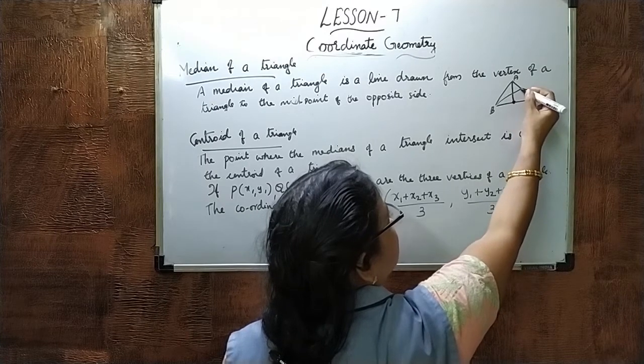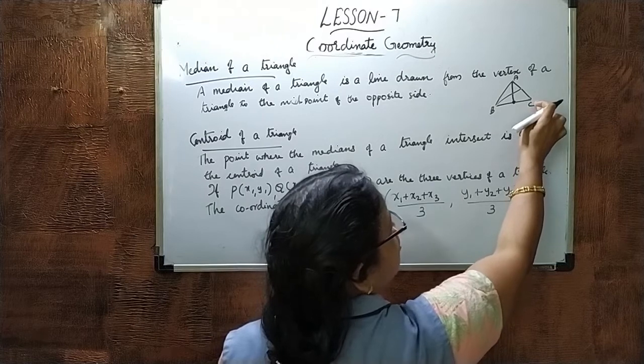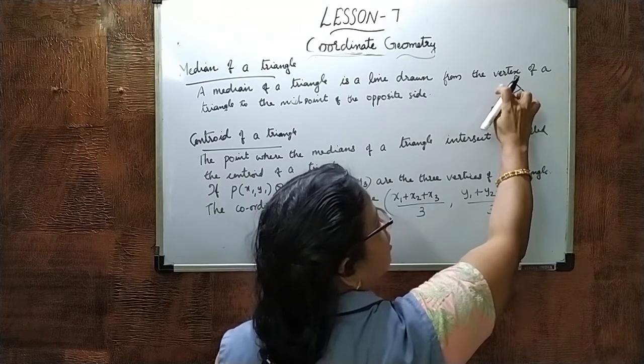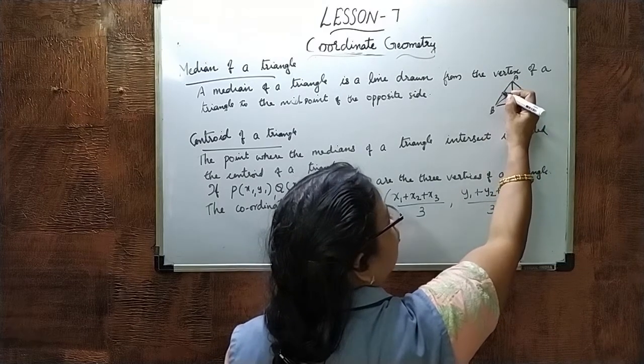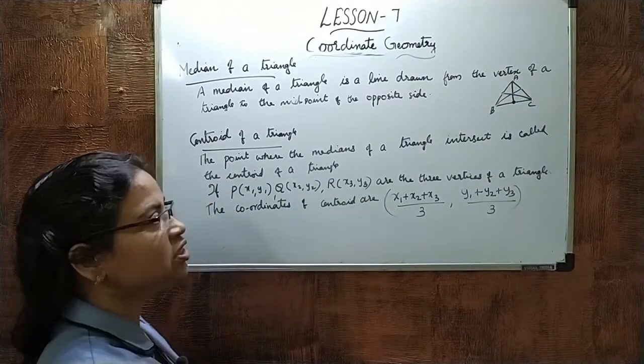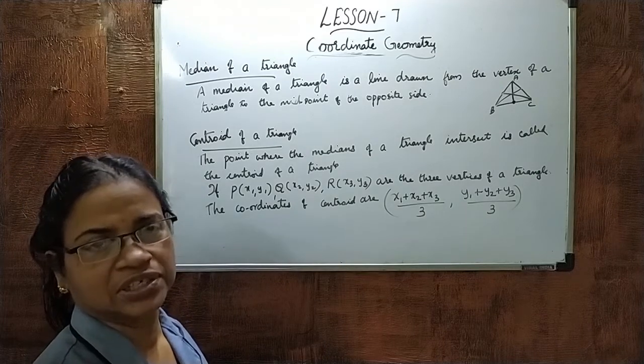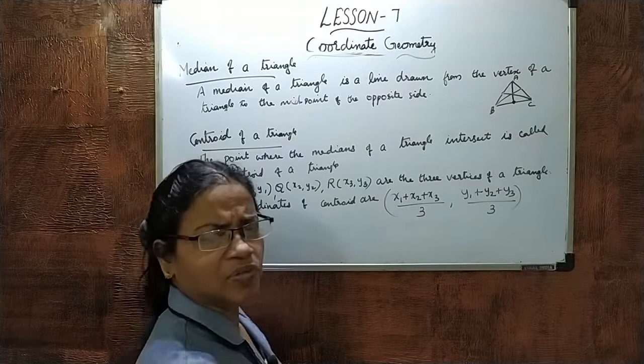From B also we can draw to the middle point of AC, this is the median. Again, from C also we can draw to the opposite side AB, the middle point of AB. So this is called a median. A triangle has 3 medians.